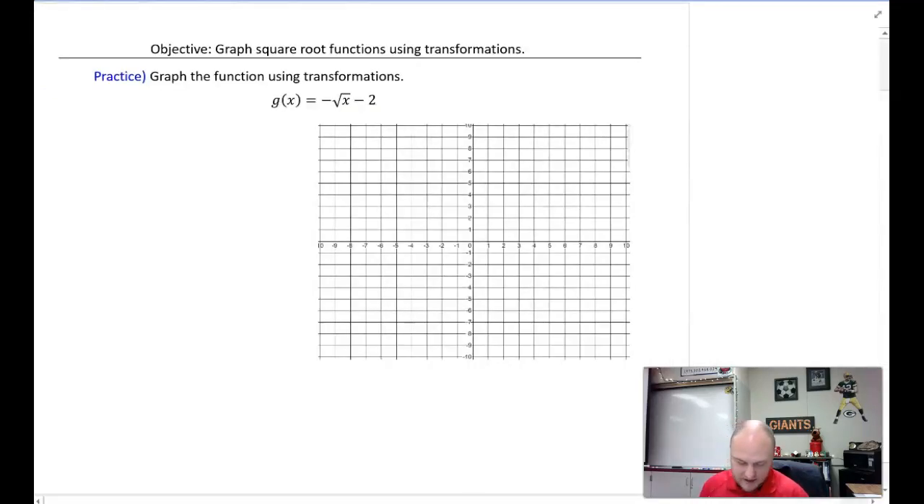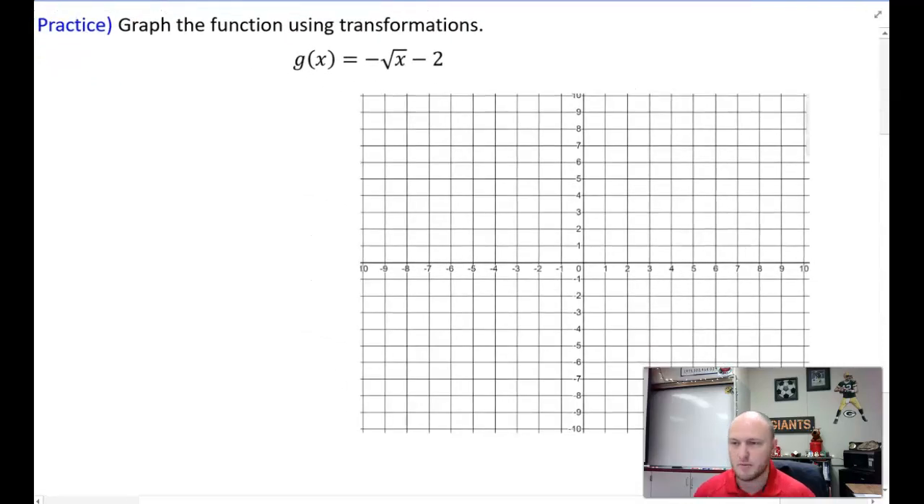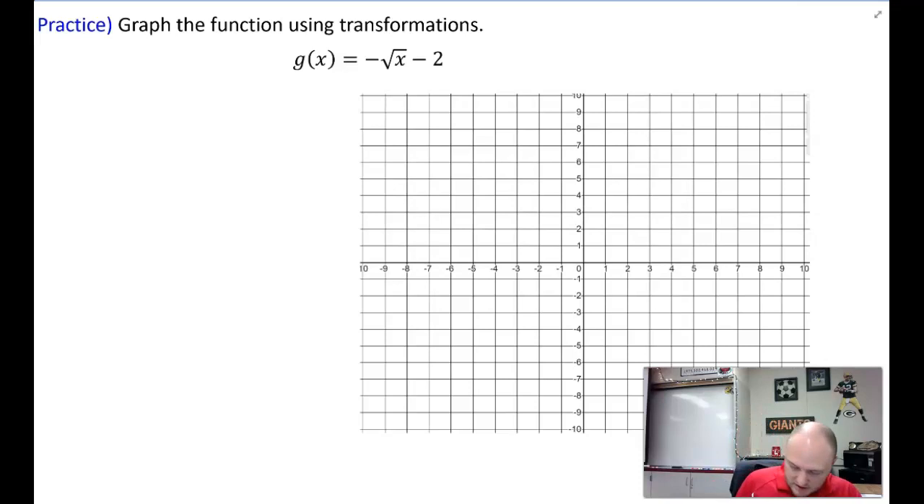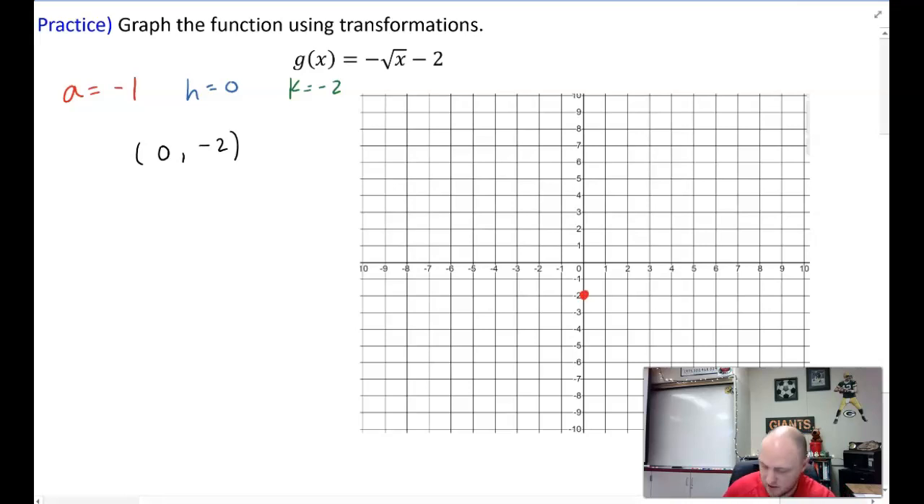All right, next practice problem. Please go ahead, write this function down, pause it, give it a go, and I'll show you the answer here in a second. All right. A is -1. You're going to have reflection on this one. Hopefully you caught that. H is 0, K is -2. So our anchor point is now going to be 0, -2. So down 2. There's your anchor point.